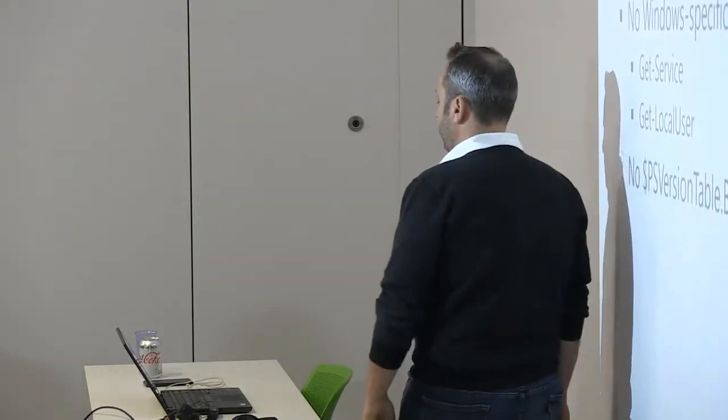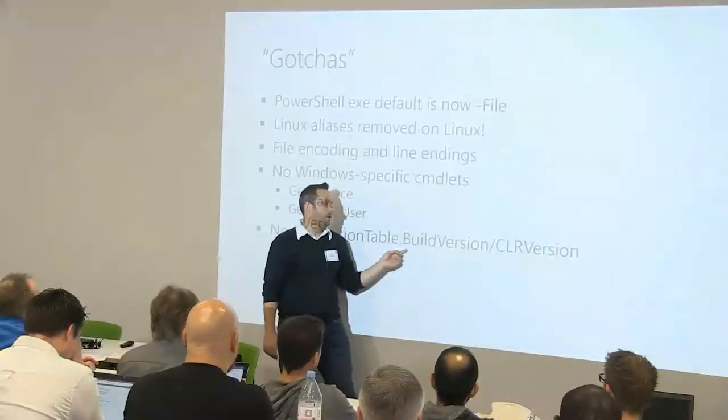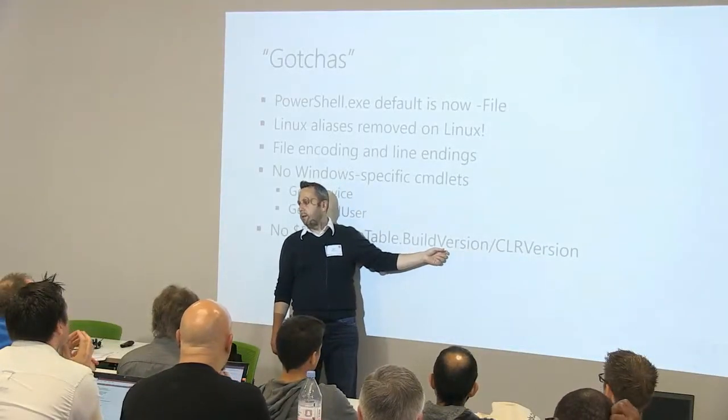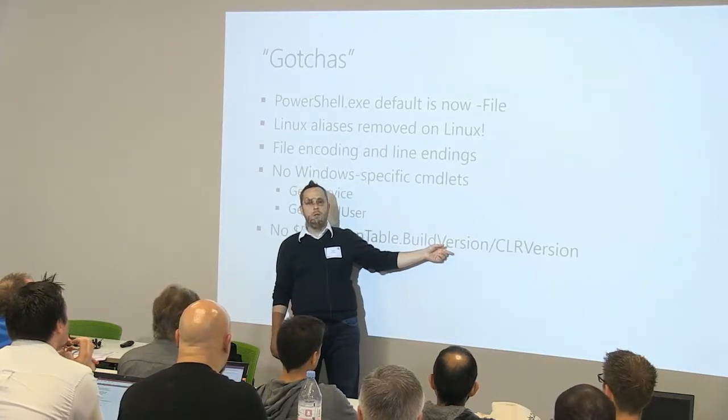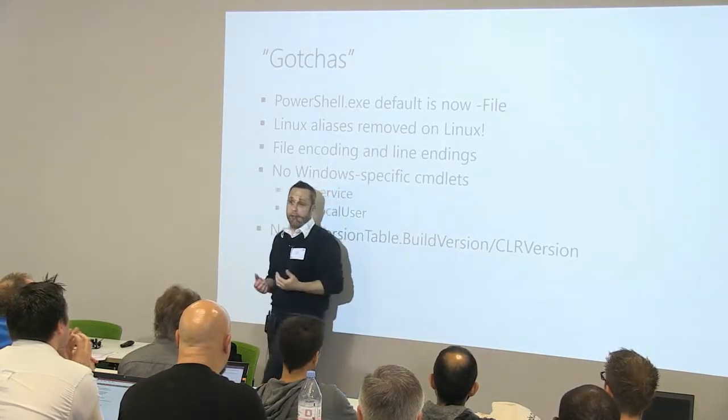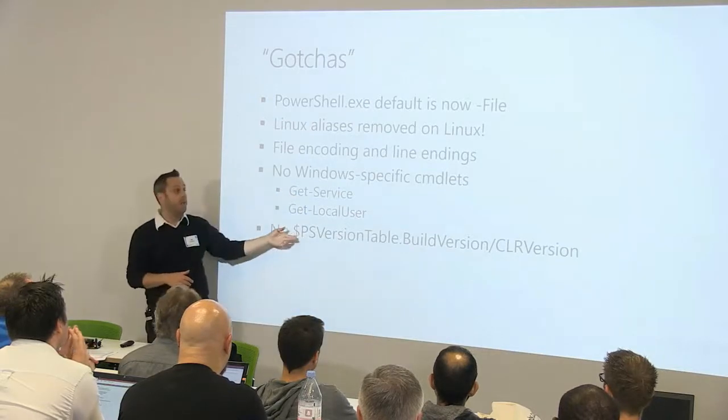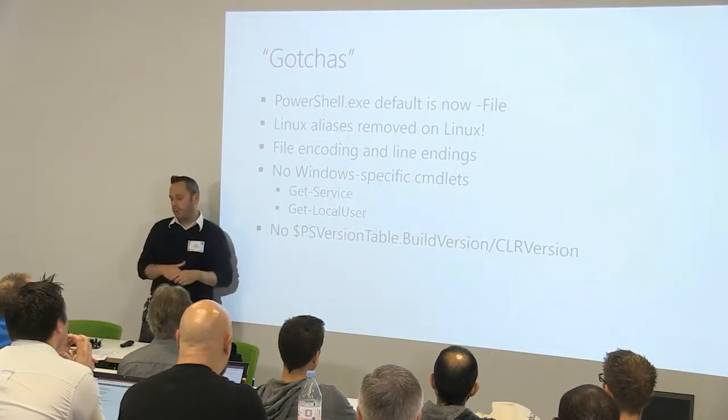And the build version and the CLR version have gone from the PSVersionTable. The reason I mention this is I see a lot of scripts that check what build version they're running on to assume what version of the OS they're running on. Obviously, they're not going to work if you try and convert them to PowerShell Core, so you're going to have some work to do there.